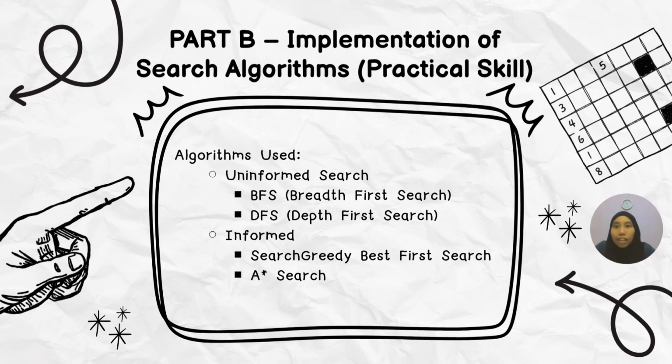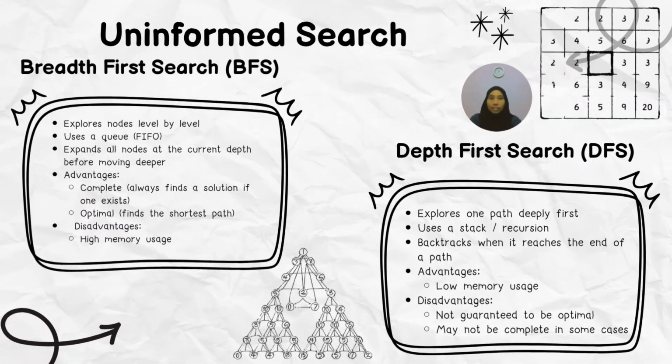For my part, I will explain the implementation of search algorithms, focusing on both uninformed and informed search methods. For uninformed search, we have two: breadth first search (BFS) and depth first search (DFS). For BFS, we explore nodes level by level.